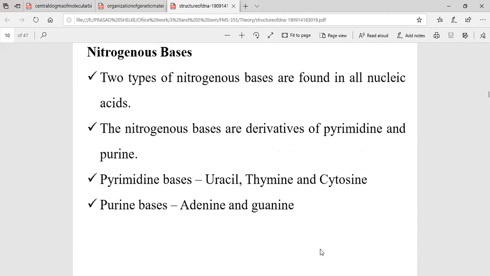Another main component is the nitrogen base. When we are studying nucleotides or nucleosides, there is another important component, that is nitrogen bases. These are derivatives of pyrimidine and purine. These are the two main types of nitrogen bases. Pyrimidine bases are uracil, thymine, and cytosine, and purine bases are adenine and guanine. So these three are the main components: the first is nitrogen bases, the second is pentose sugar, and the third is phosphoric acid.